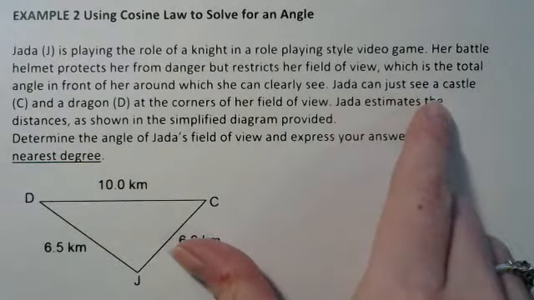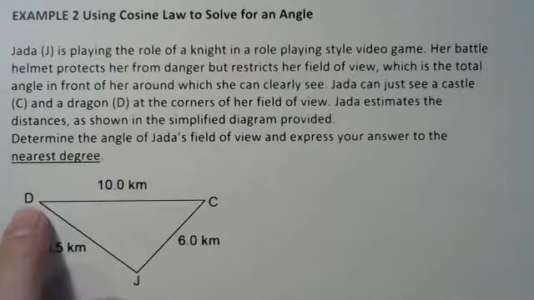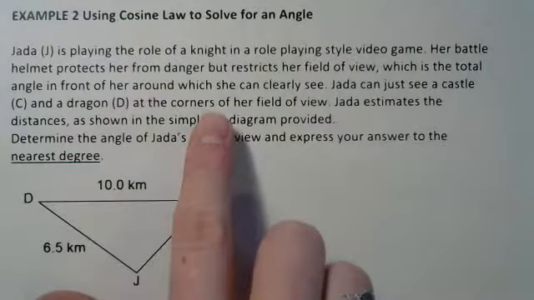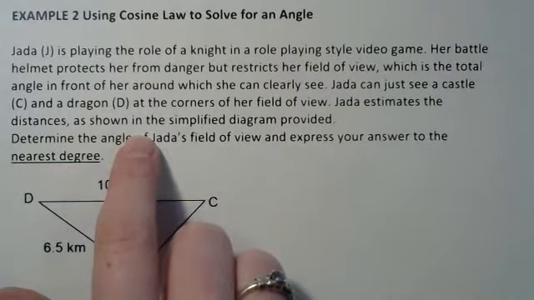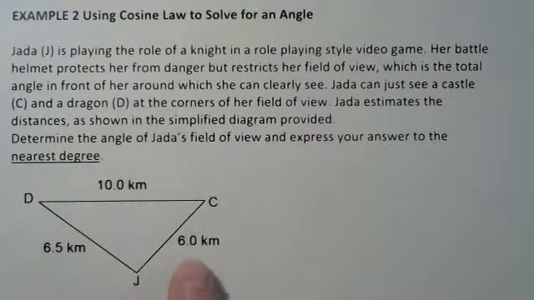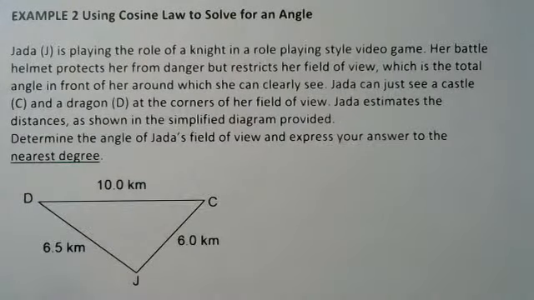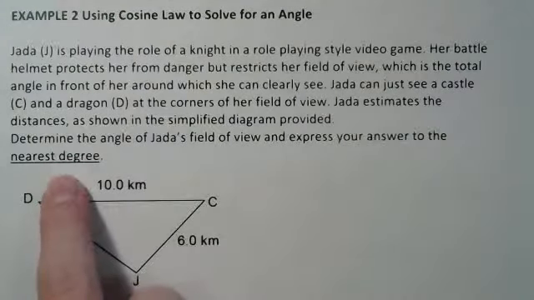She can see a castle, C, and a dragon, D, in the corners of her field of view. So that means they're at the far side of her field of view. She estimates the distances. So that's shown here, 6 kilometers and 6.5 kilometers. So the dragon's just slightly further away from her. Determining the angle of Jada's field of view and to express your angle to the nearest degree.